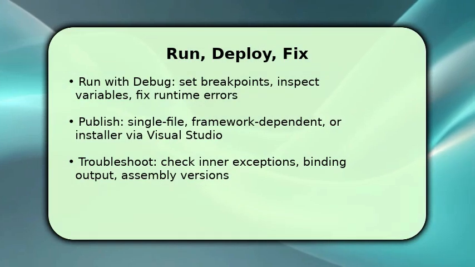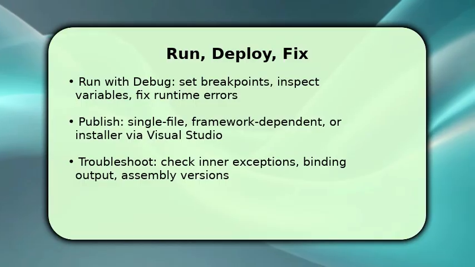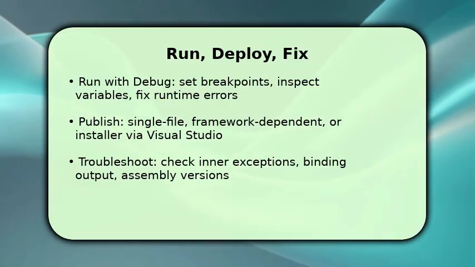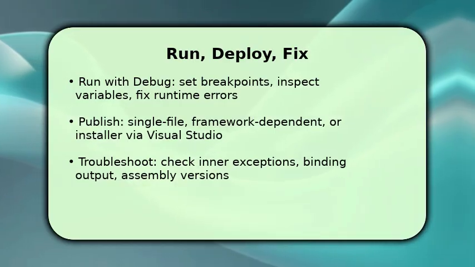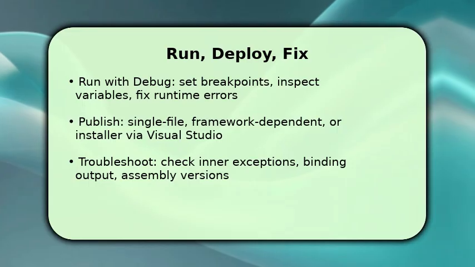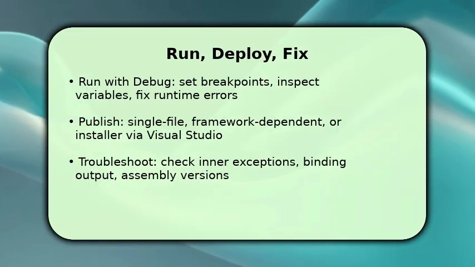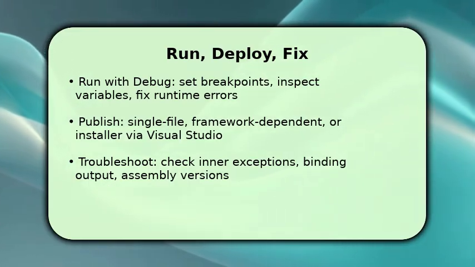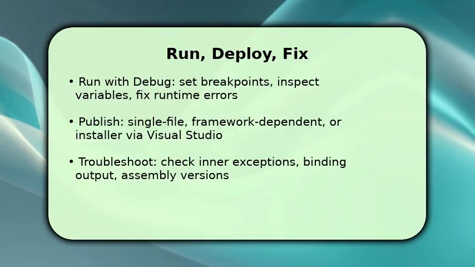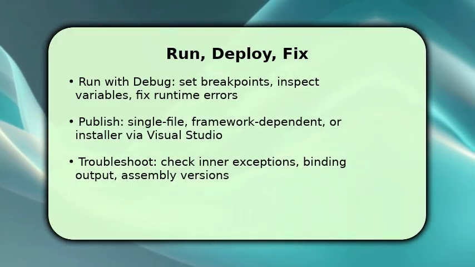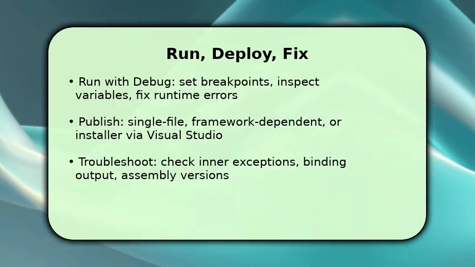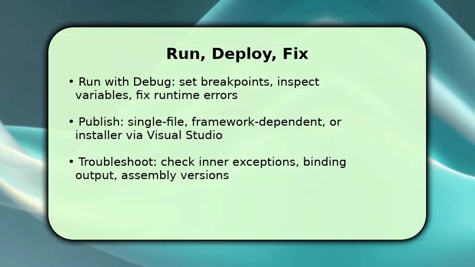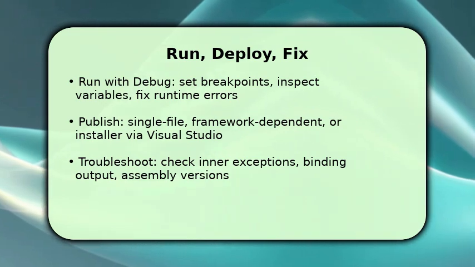You finish by running and validating the app. Press F5, set breakpoints, and step through code to confirm behaviors and catch exceptions early. When ready to ship, use Visual Studio Publish options, choose single file, framework dependent, or create an installer, and test on a clean machine. If something fails, check the output and debugger binding messages for binding errors, inspect inner exceptions for assembly mismatches, and verify target framework and NuGet versions.